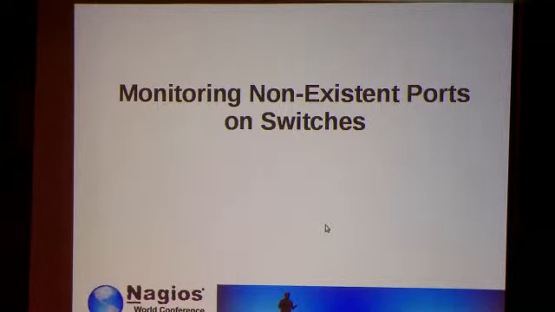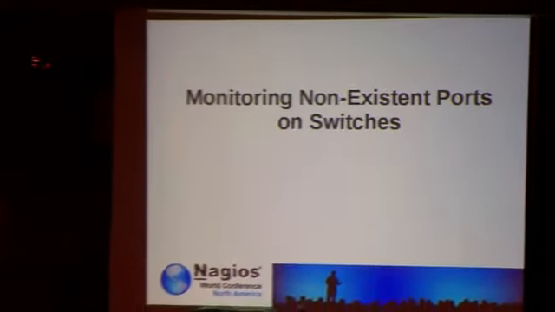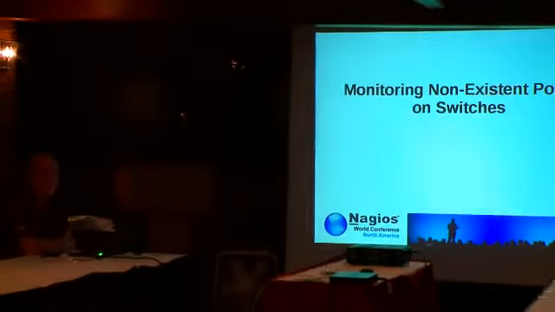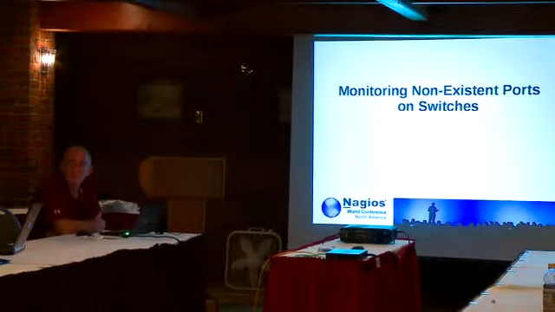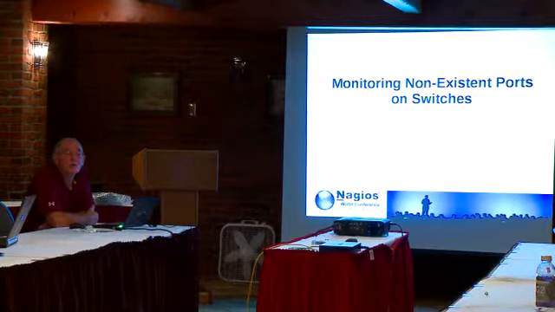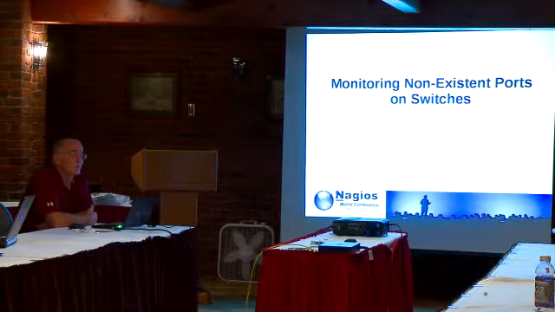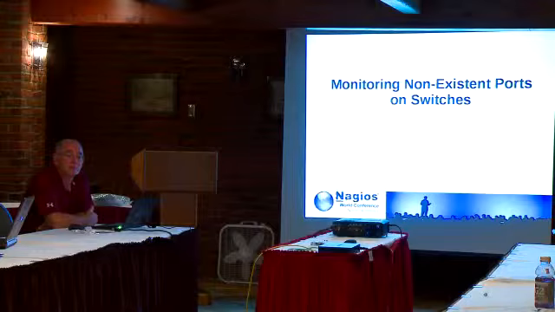Monitoring non-existent ports and switches. This is probably the biggest resource waster that occurs with Nagios. And here's what happens. You go to monitor a 64-port switch, and you've only got stuff plugged into 32 of those ports. What happens to the other 32 ports? Well, it sends a critical message because it says that port is down. Why is it down? Well, there's nothing connected to it.